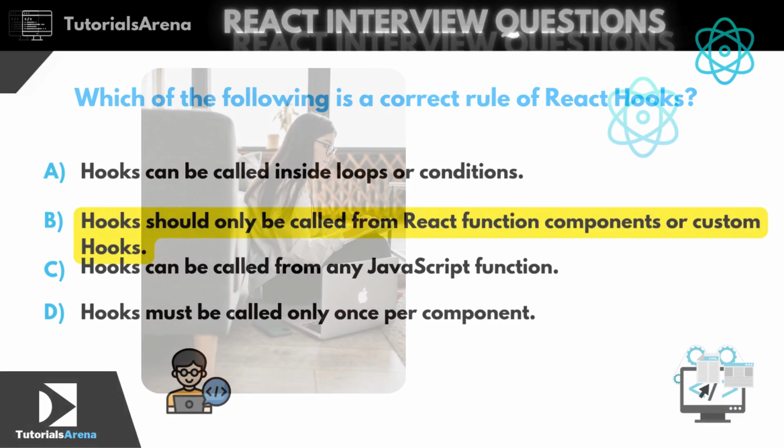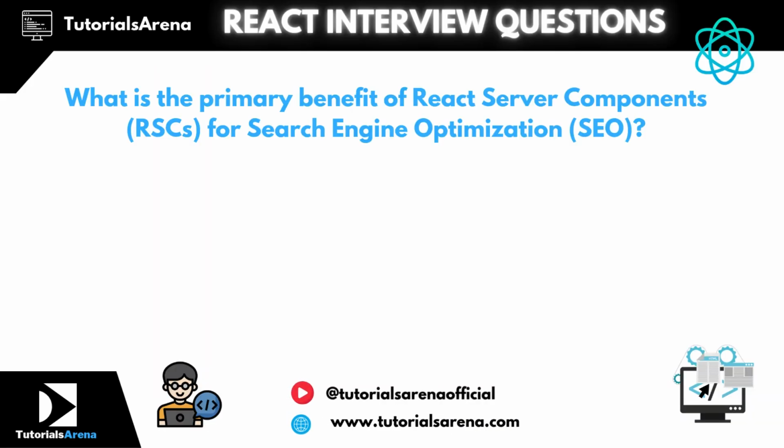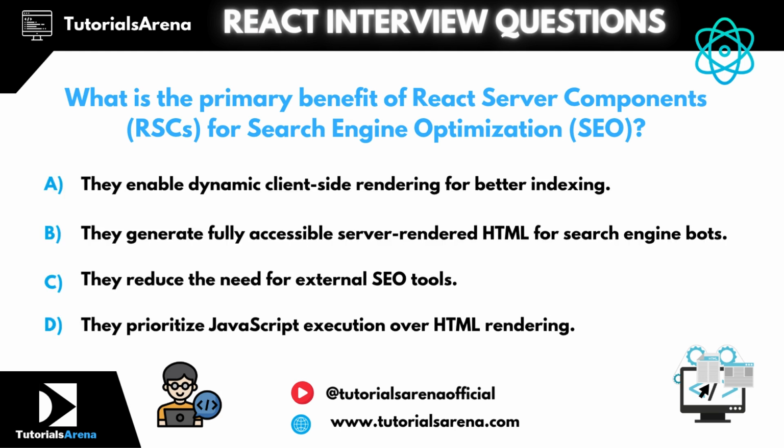Question 49. What is the primary benefit of React Server Components, RSCs, for search engine optimization, SEO? Option A, they enable dynamic client-side rendering for better indexing. Option B, they generate fully accessible server-rendered HTML for search engine bots. Option C, they reduce the need for external SEO tools. Option D, they prioritize JavaScript execution over HTML rendering. The correct answer is option B.